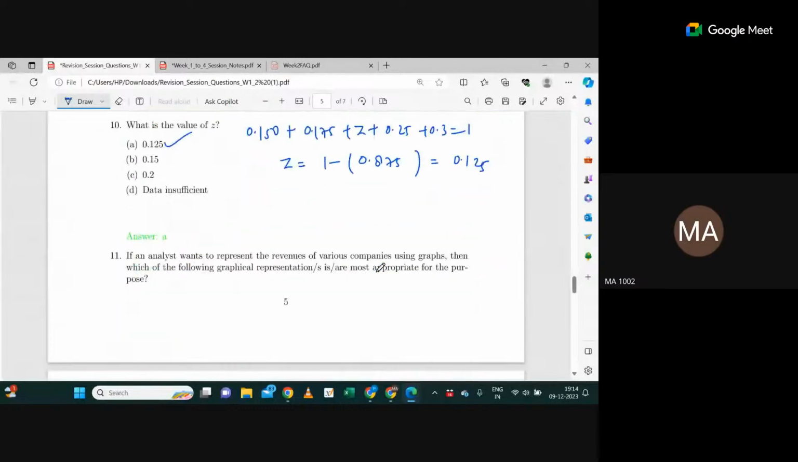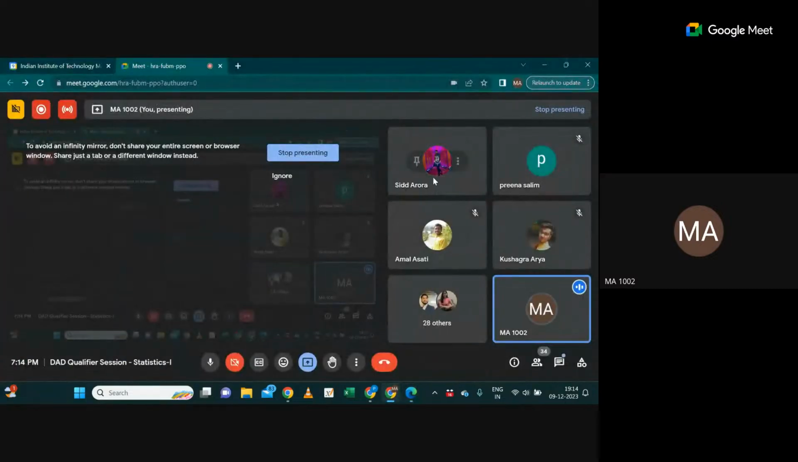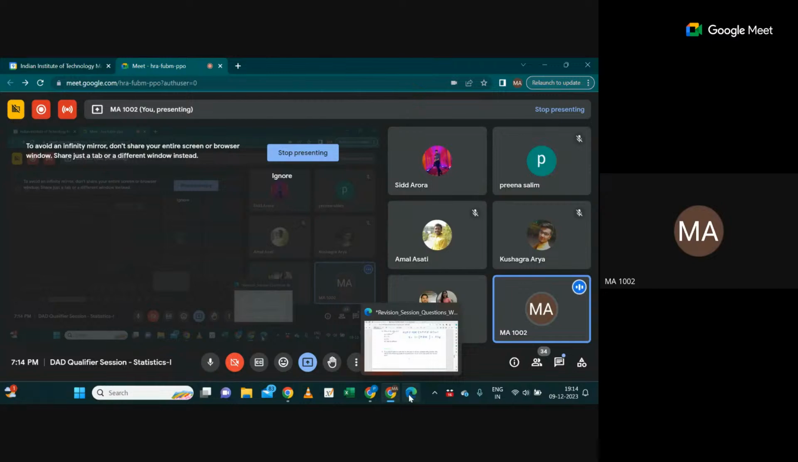Okay, fine. So next question is if an analyst wants to represent the revenues of the various companies using graphs, then which of the following graphical... can you mute yourself please? There is some background noise.